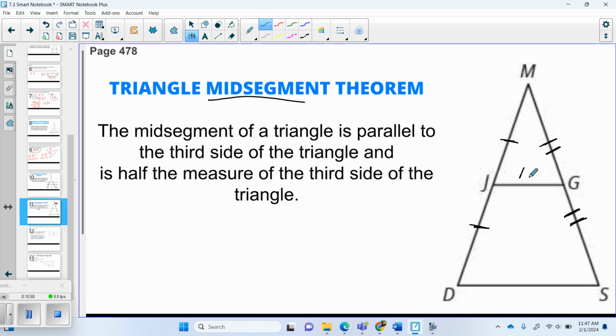So this is 10. That means this is 20. If this is 2x, that means this one is just x. So very simple. I just have to prove that these are, in fact, a mid-segment.